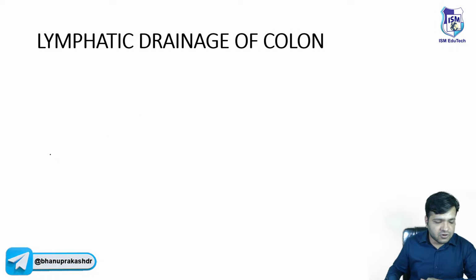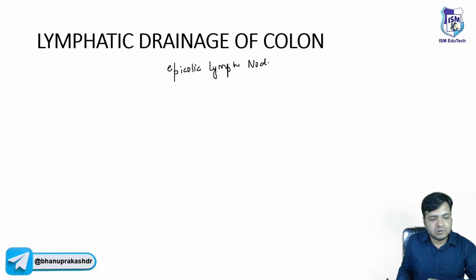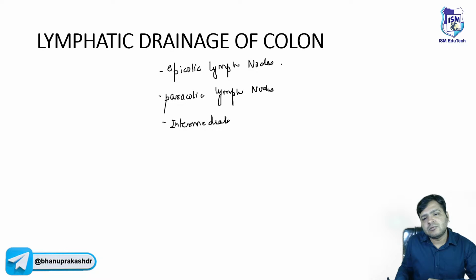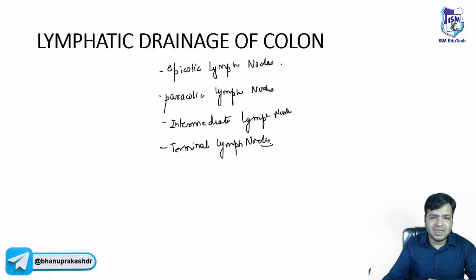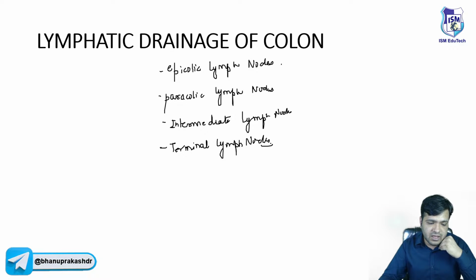For lymphatic drainage, beta, remember we have the epicolic lymph nodes, the paracolic lymph nodes, the intermediate lymph nodes, and the terminal lymph nodes. Epicolic, epi meaning upon, are present on the walls of the colon. Paracolic lie along the inner border of the colon. Intermediate nodes are along the colic arteries, and terminal nodes are along the superior and inferior mesenteric arteries, along the course of these arteries.